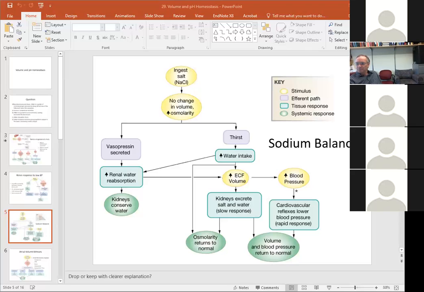Sorry, my fault. If you drink too much water, you get ANP released. What are 3 target tissues that increase renal excretion and 1 that reduces sympathetic tone? Go.